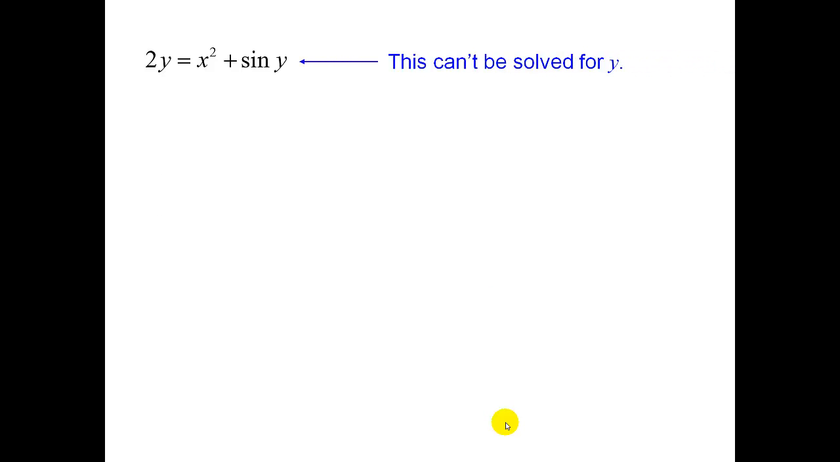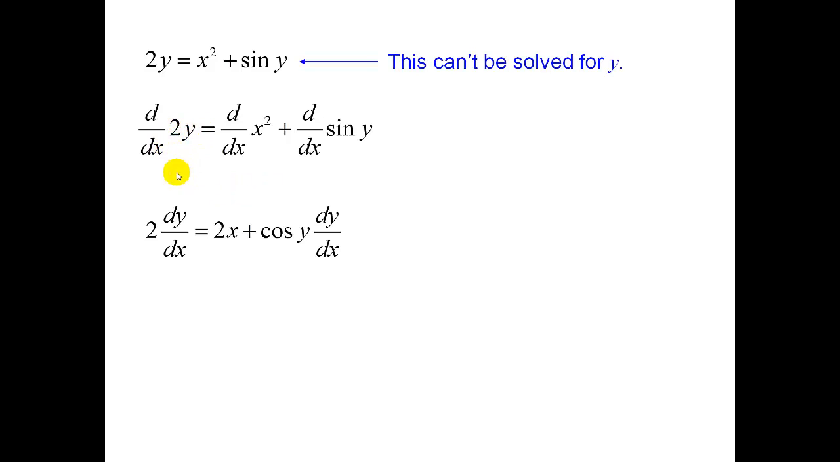Let's look at another example. Now ideally we'd like to try and solve things for y. In that case it can become a function. This one cannot be solved for y. So we're going to have to use implicit differentiation to find the rate of change of y with respect to x. Again, we're going to take each term using the sum and difference rules and find their derivative with respect to x. The derivative of 2y with respect to x, the derivative of x squared, and the derivative of sine y, all with respect to x.